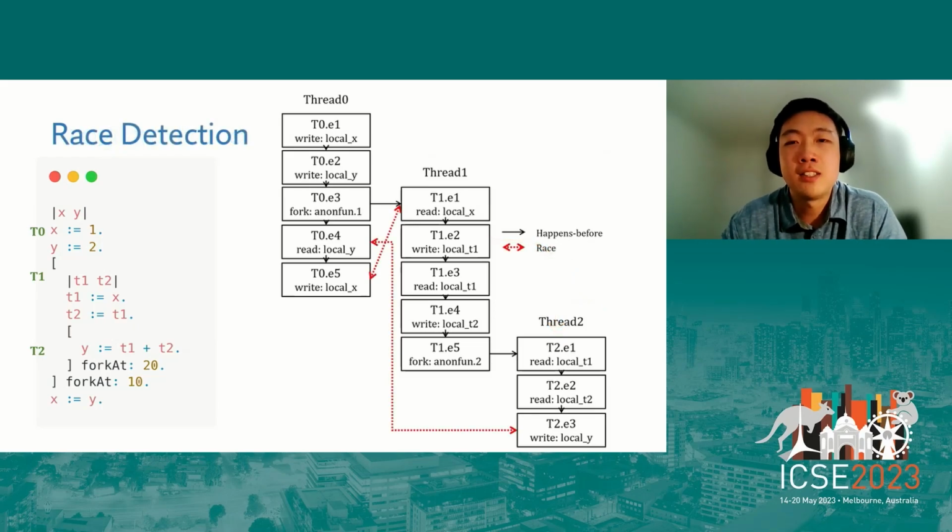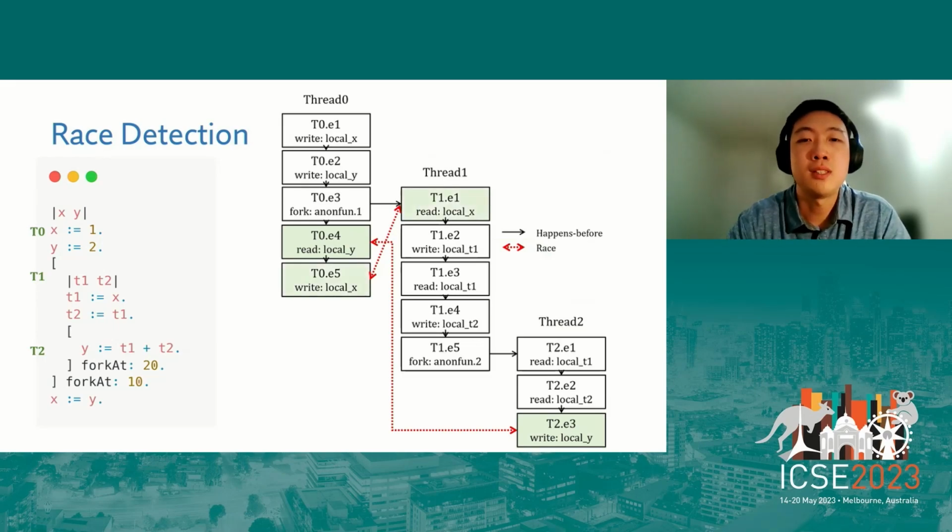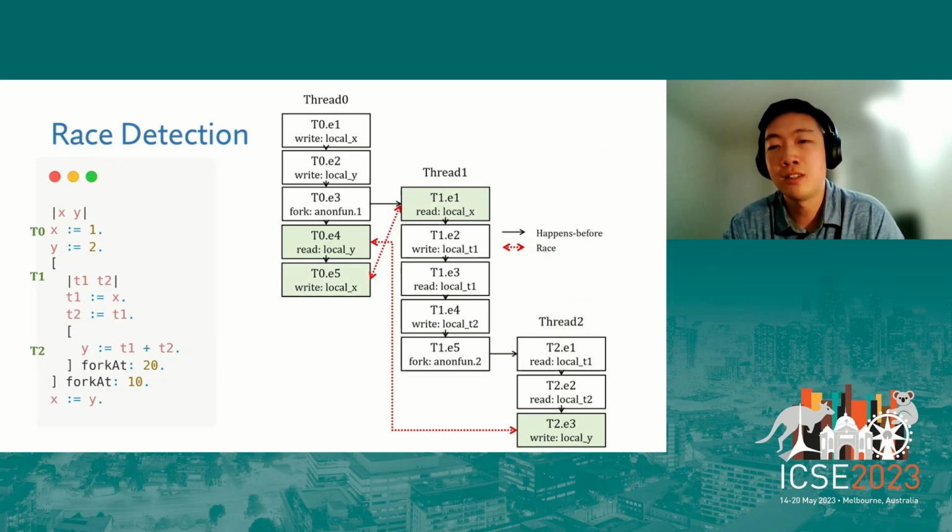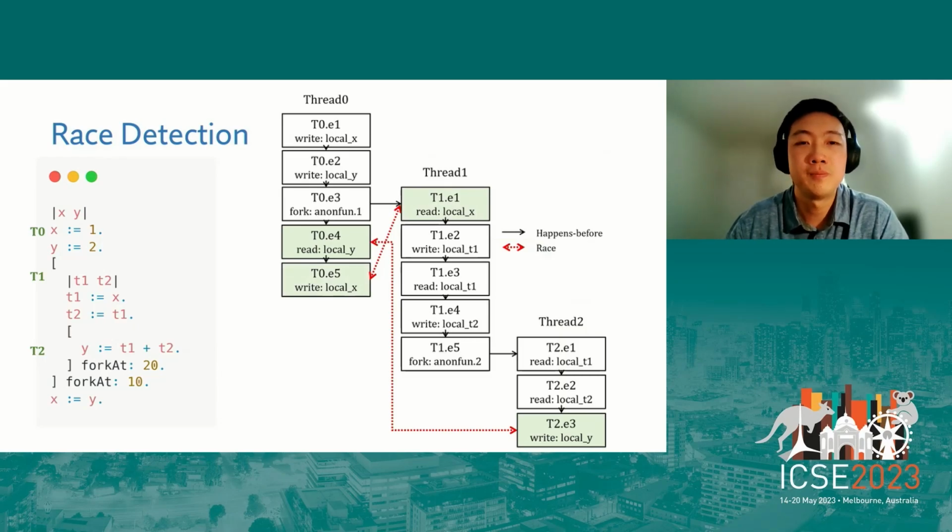After filtering out all the false alarms with the happens-before analysis, SmallRace also employs an event-driven lockset algorithm to handle locking and synchronization. So two data races will be reported by SmallRace. The first data race involves a read of local variable y in T0 and a write at T2. And the second race is related to the write to local x in T0 and a read in T1.